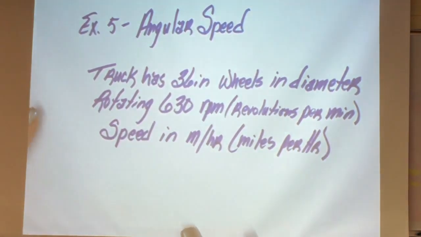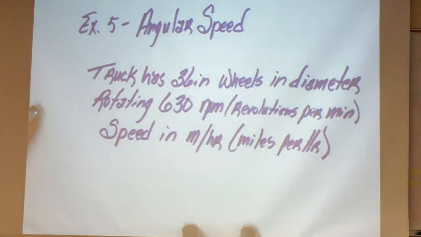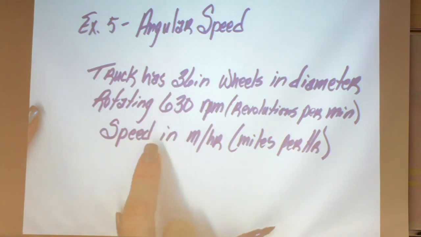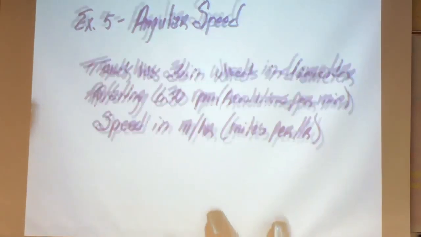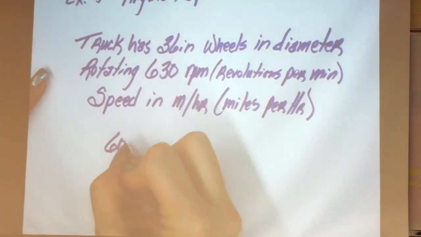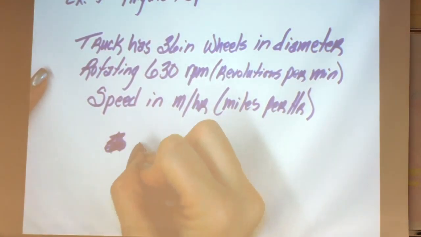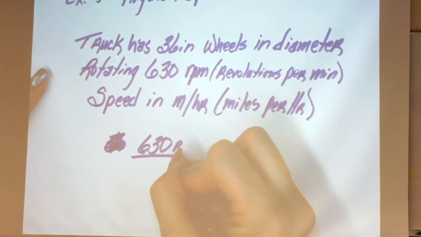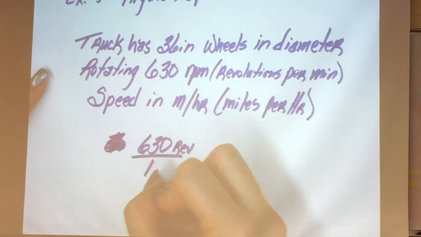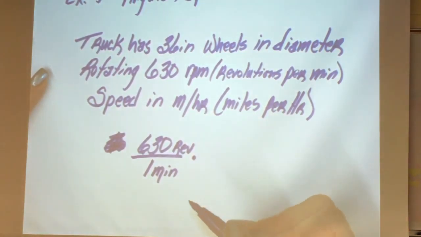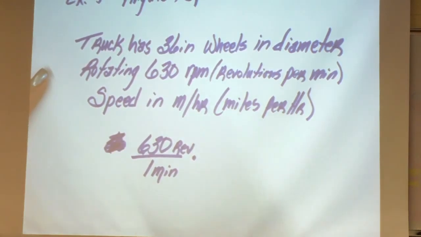Okay, so we're going to calculate this truck with 36-inch wheels. The wheels are rotating at 630 revolutions per minute. We're going to convert revolutions per minute to miles per hour. Okay, so we have to do a conversion problem. So we're going to start with 630, and this is revolutions in 1 minute. So I know I'm going to have to convert my minutes to hours. So let's do that first.